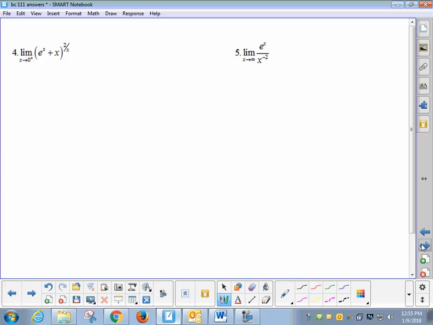Number 4, I had a lot of disagreement on in the last class. I got one that approached the form 1 to the infinity, which is an indeterminate form, and the limit is e to the 4th. Number 5, that approached infinity, which is not an indeterminate form, it just approaches infinity. That's the limit. No L'Hopital work. If you did L'Hopital work, you're wasting your time. All right. Number 6, it was a 0 to the 0 form, which is an indeterminate form. The limit is 1.